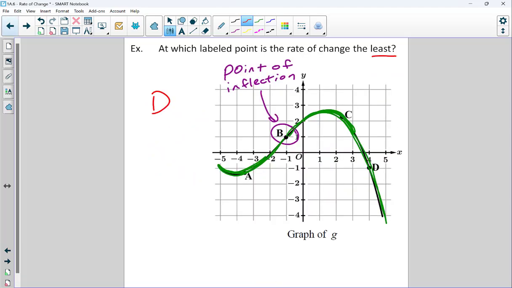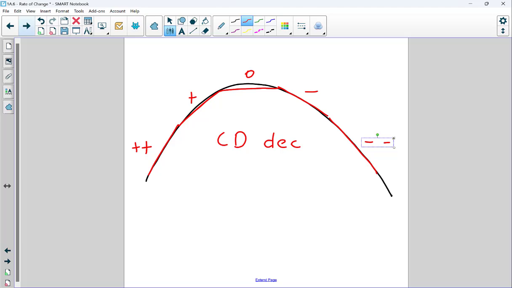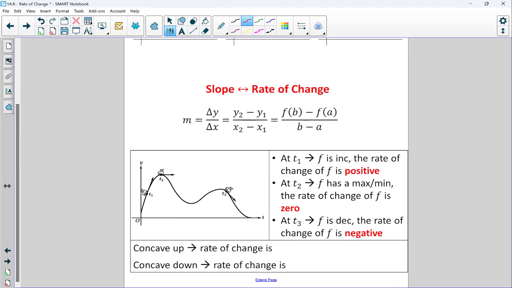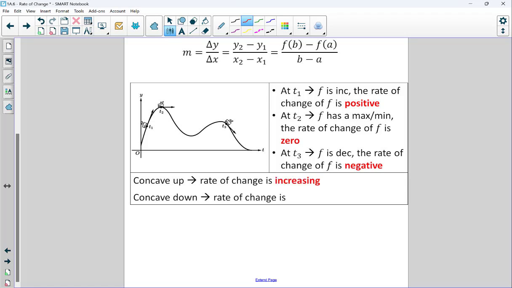So if I look at this question, at point C, I have a negative slope. At point D, I also have a negative slope. But the curve is concave down, which means as I travel from left to right, the slopes are decreasing. Therefore, this slope must be smaller than this slope. Let's formalize that. If a curve is concave up, the rate of change is increasing. If a curve is concave down, the rate of change is decreasing.